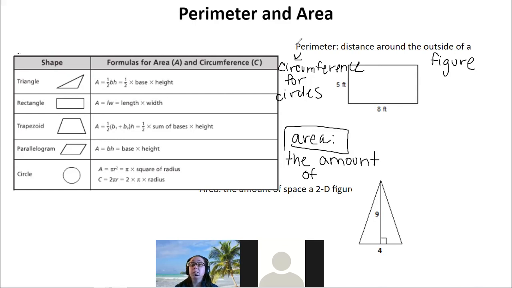So here's all our formulas. Area of a triangle, 1/2 base times height. I usually like to do base times height divided by 2. Area of a rectangle is length times width. Trapezoid, you add the bases, multiply by height, and divide by 2. Parallelogram is base times height. And then for a circle, area of a circle is pi times the radius squared. And circumference is 2 times pi times the radius, or pi times the diameter.